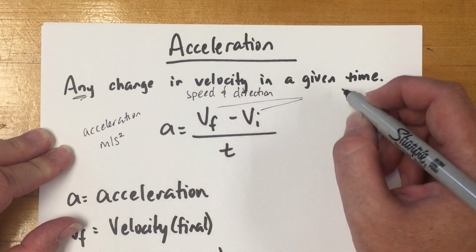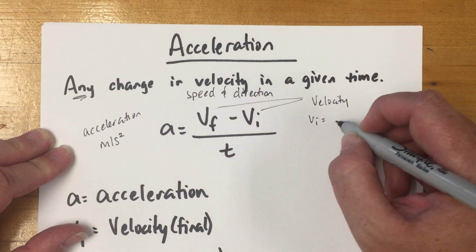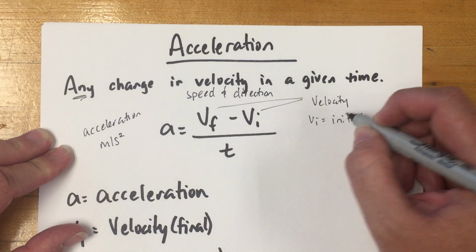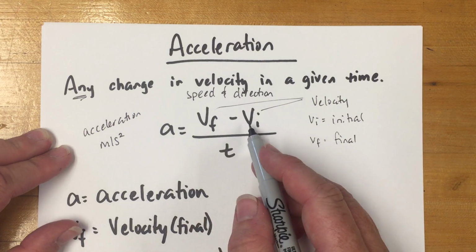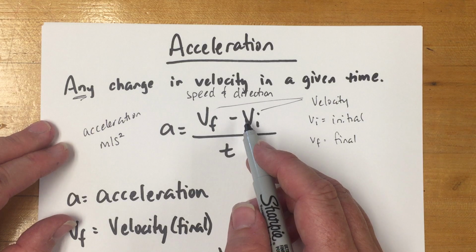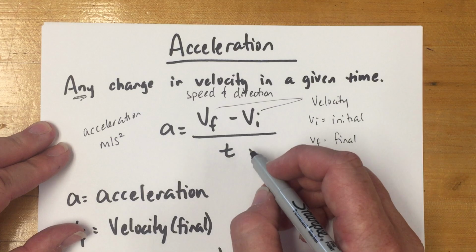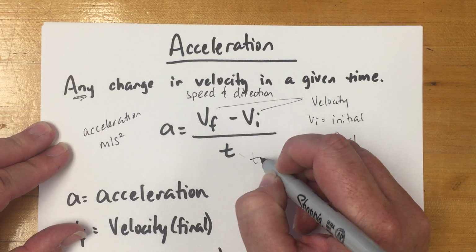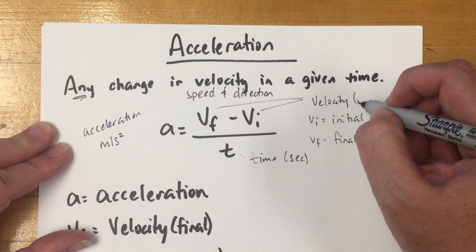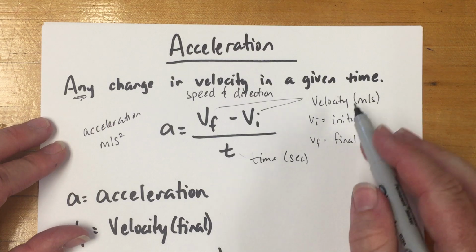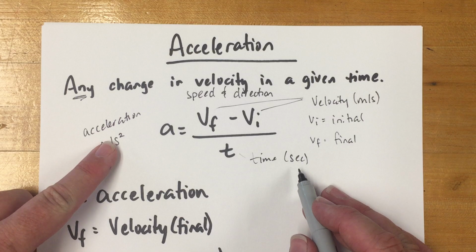Your V's are both velocities. Your VI is your initial velocity, and your VF is your final velocity. We use V for the variable because the most important part is that we're measuring a velocity. The final and initial tell you where it is. And then T stands for time, and that is measured in seconds. Velocities will be measured in meters per second. When we take meters per second and divide by seconds again, we're left with meters per second squared.